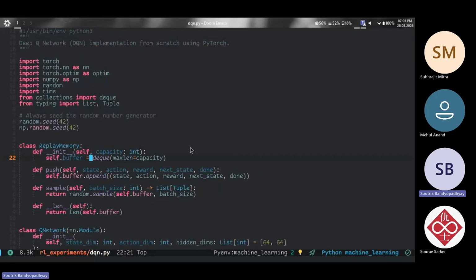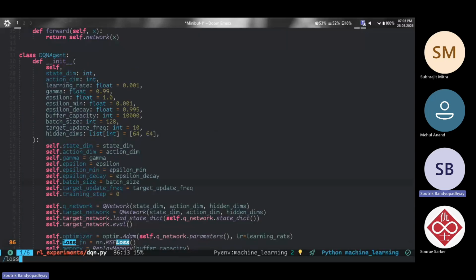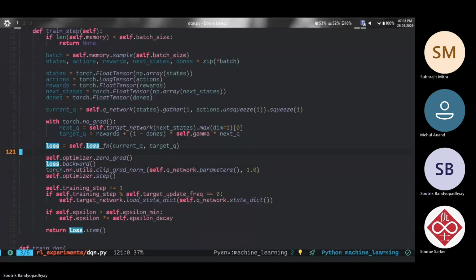This is a deque of a capacity, and at each time instant, you are appending the state, action, reward, next state examples, right? And the loss function, if I go to the loss function, right? So you have a current action, current Q value, and a target Q value. So what is target Q value? It is nothing but reward plus one minus done.